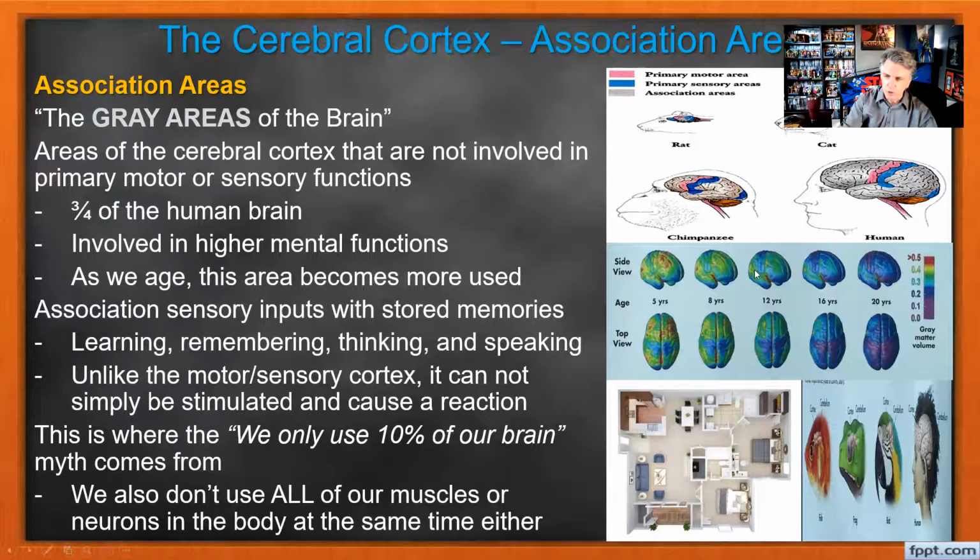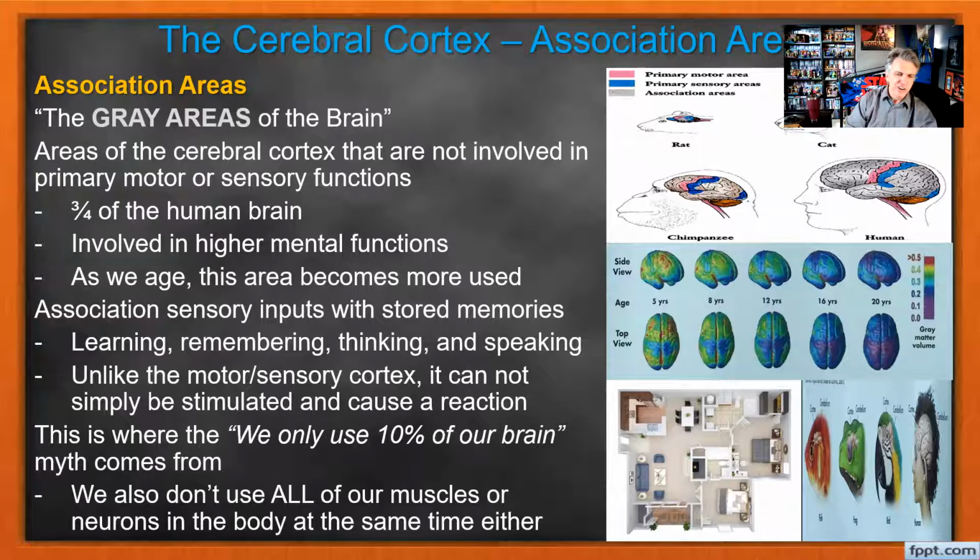And as you get older, here's at 5, 8, 12, 16, 20, you'll notice there is more and more gray area, which again is why a 5-year-old thinks differently than a 12-year-old who thinks differently from a 20-year-old, which again is why in the study of psychology, we've got to look at these different parts. Okay, so the sensory inputs, the stored memories, all this stuff that comes together is the associations that happen in this gray area.